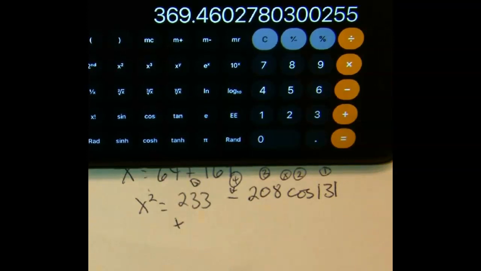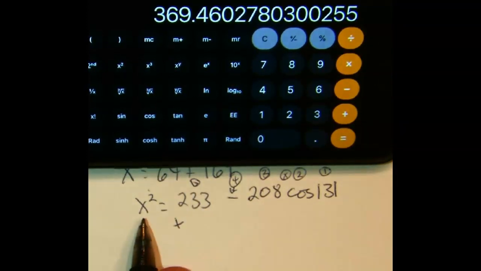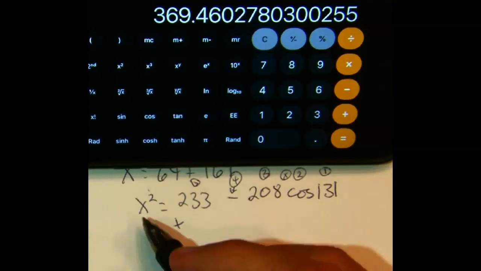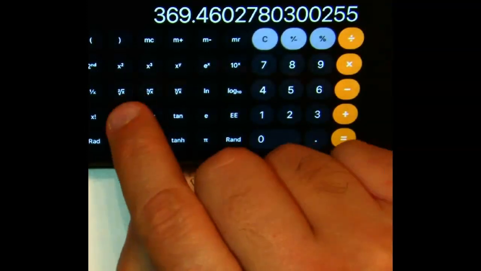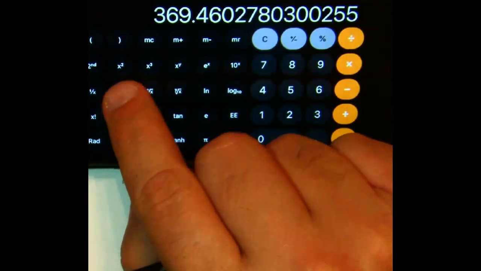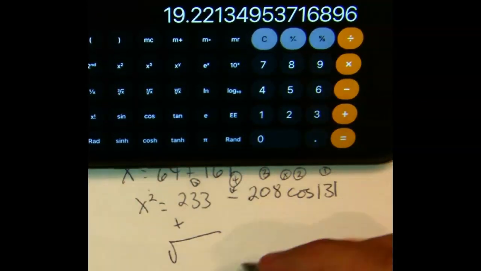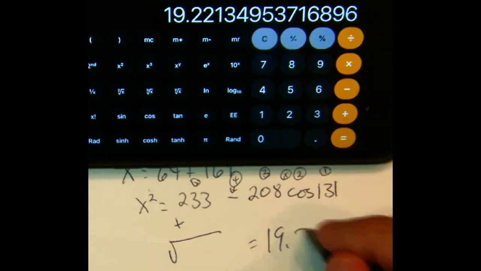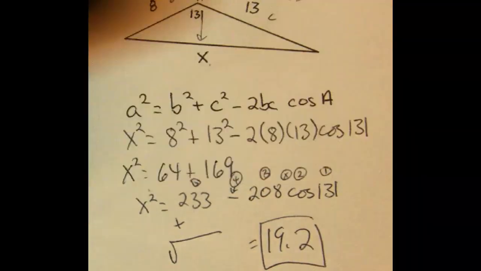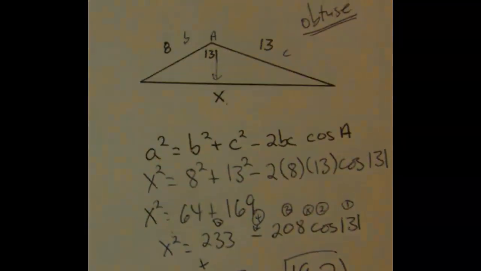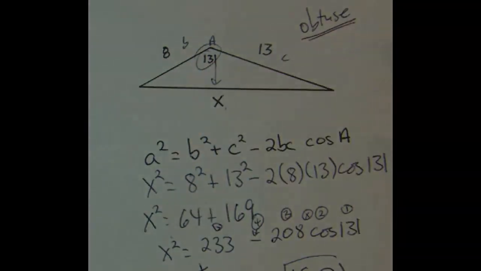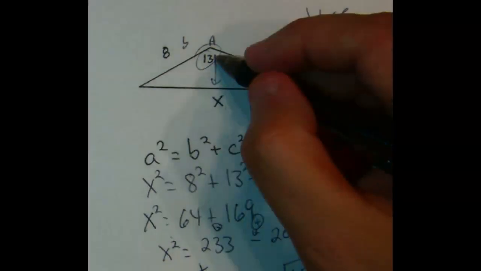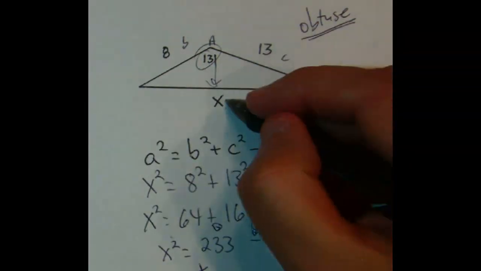That makes no sense. Oh, but on this problem, we had to take the square root. So remember, take the square root at the very end. So I take the square root of that 369, and you get 19.2. Alright, let's look at our picture. Yeah, that does kind of make sense. This is the largest angle on our triangle, which is obtuse, and the side opposite should be the longest side, which is 19.2.